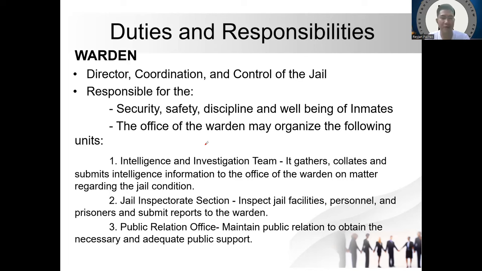Okay, then of course, we have the public relation officers to maintain public relation to obtain the necessary adequate public support. Kailangan nila mag-establish ng rapport sa community wherein makakahanap rin sila or mag-ask rin sila ng tulong sa ating community or sa ating public. So yan yung duties and responsibilities ng warden natin.